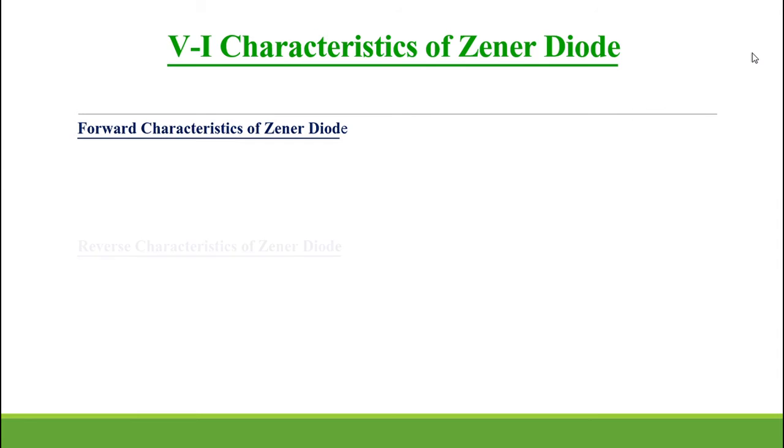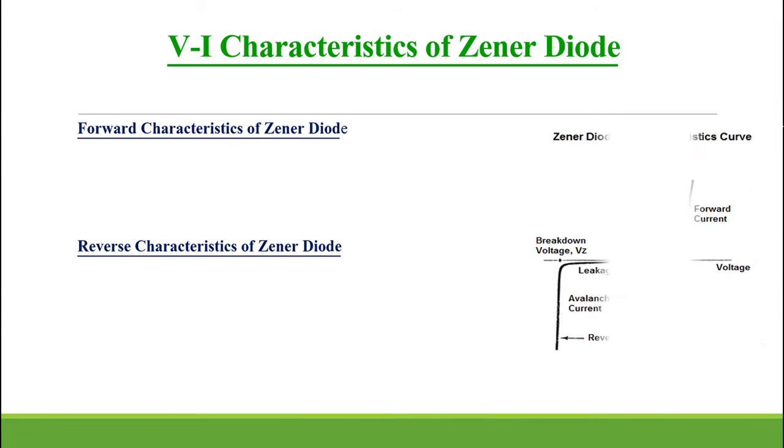The VI characteristic of Zener diode: basically there are two types of characteristic. One is forward and the second one is reverse characteristic. This is the VI characteristic. In the first quadrant, you will see that the forward current is similar to the p-n junction diode characteristic.